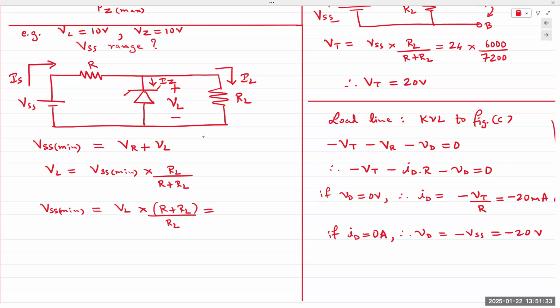My desired voltage VL is 10 volts. So it's 10 times 7200 divided by 6000. And thus, the minimum voltage that the supply needs to source is 12 volts.